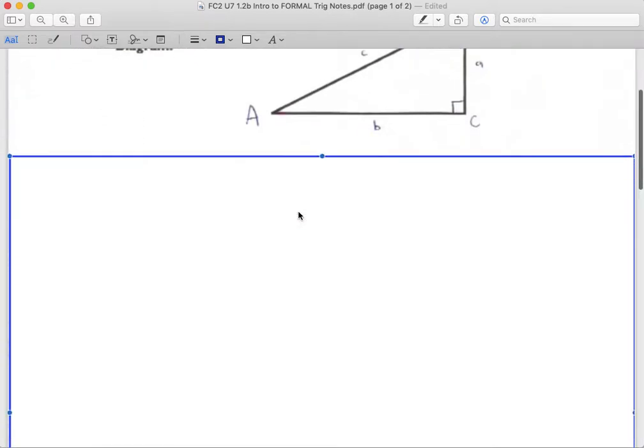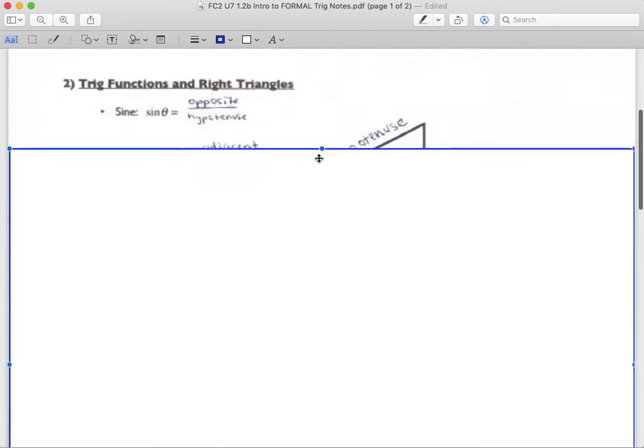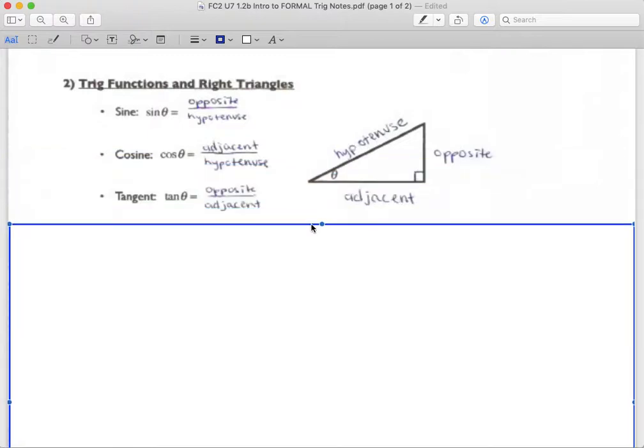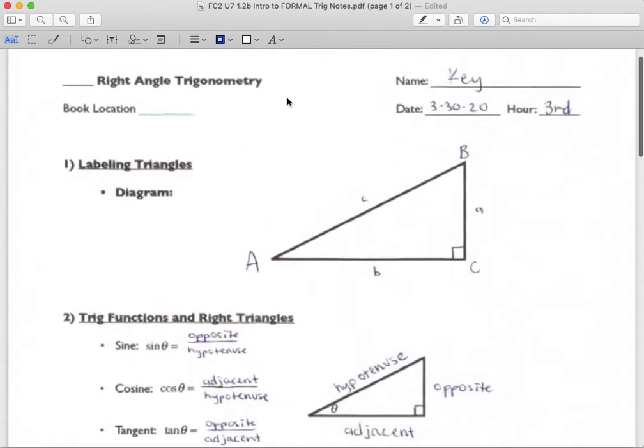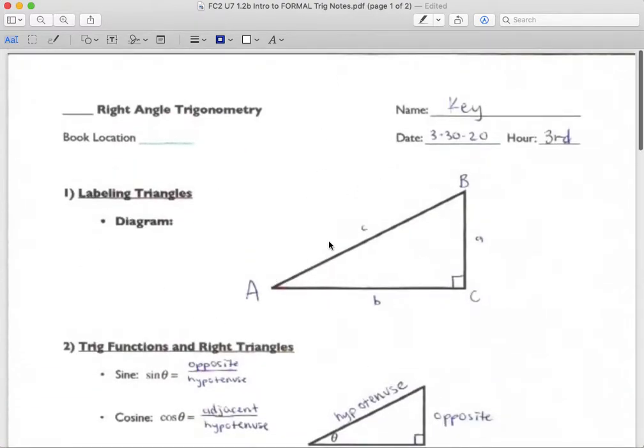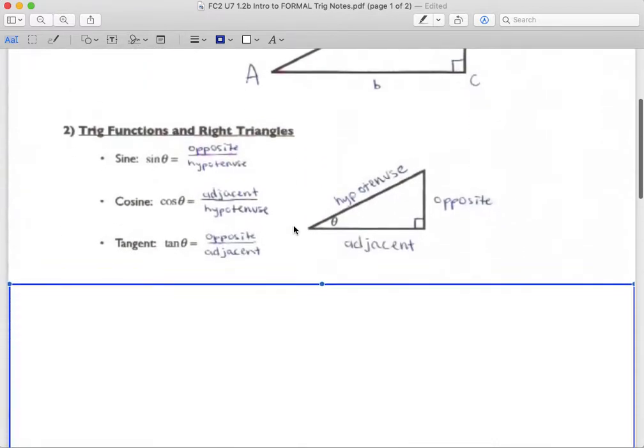Now, moving on to what we talked about last week a bit. You already watched a video on this, but hey, repetition is what we need right now. I'm not going to move us too fast. So part 2 of these notes is trig functions and right triangles. Pause right now if you need to go back and fill in this diagram. If not, you should be ready to move on.